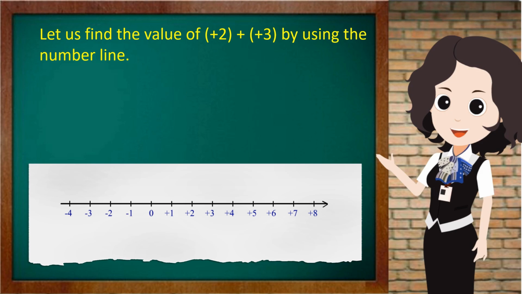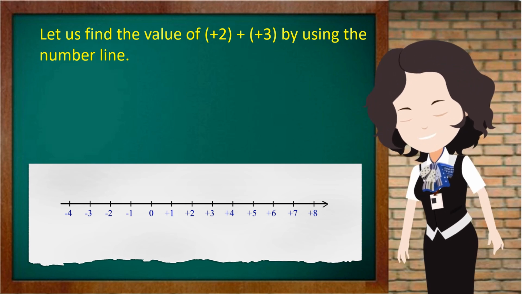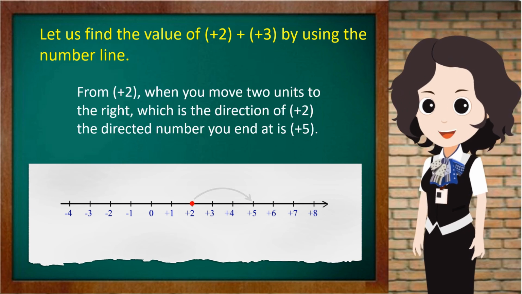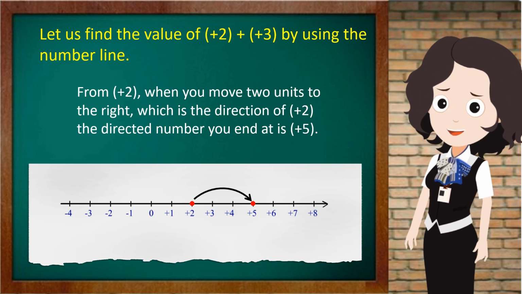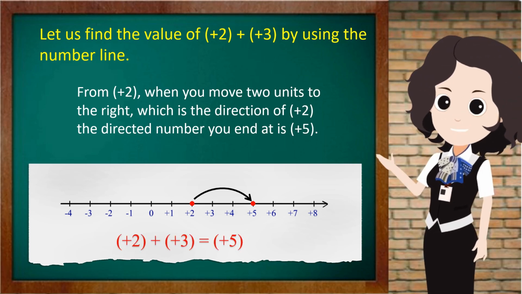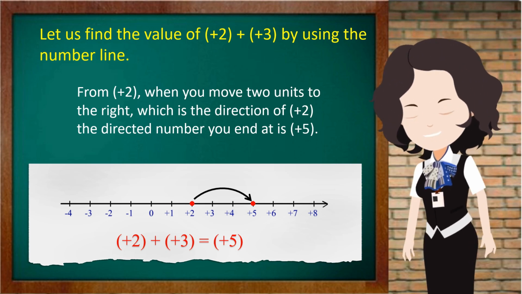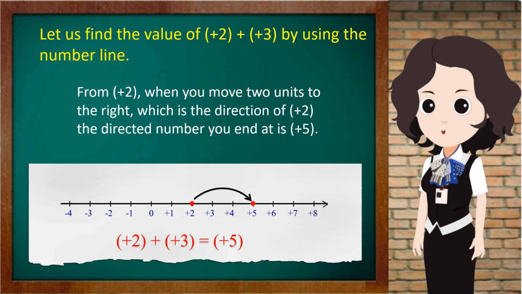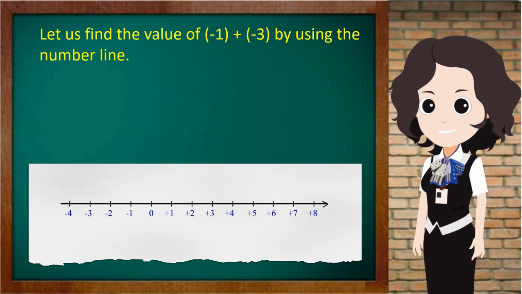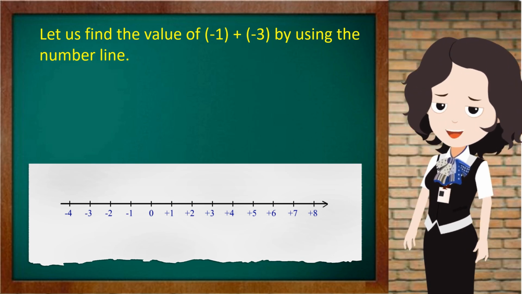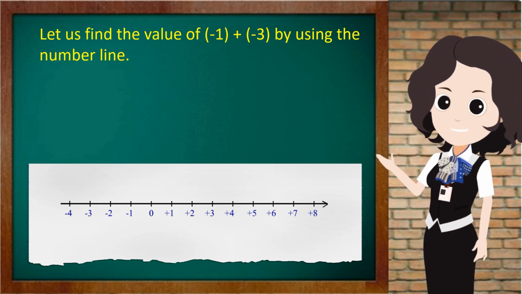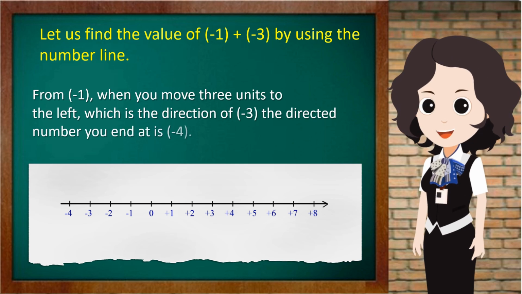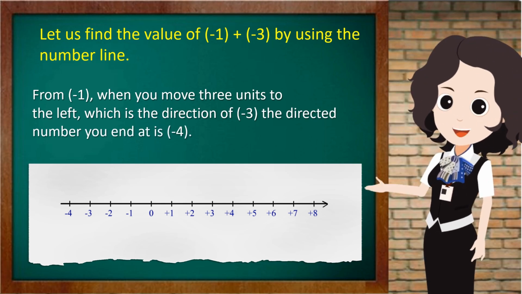Let us find the value of +2 plus +3 by using the number line. From +2, when you move 3 units to the right, which is the direction of +3, the directed number you end at is +5. Let us find the value of -1 plus -3 by using the number line. From -1, when you move 3 units to the left, which is the direction of -3, the directed number you end at is -4.